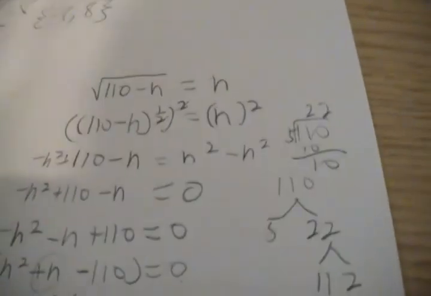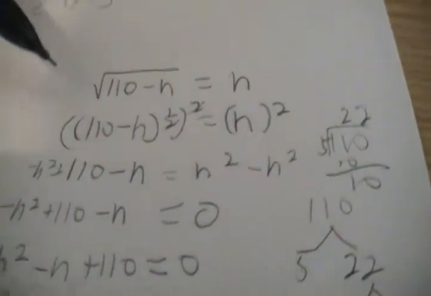Let's see if 10 works. So the square root of 110 minus 10 should equal 10. 110 minus 10 is equal to 100, and sure enough, the square root of 100 is equal to 10. So our final answer is 10. Now this takes a lot of steps, but it is what it is.